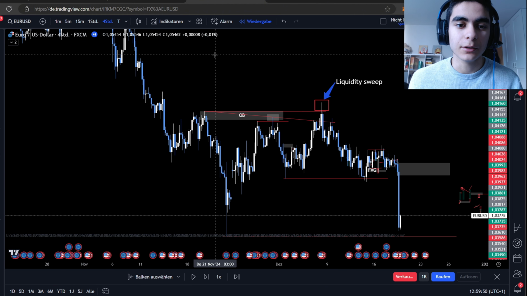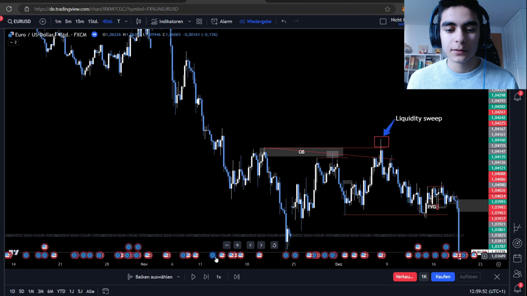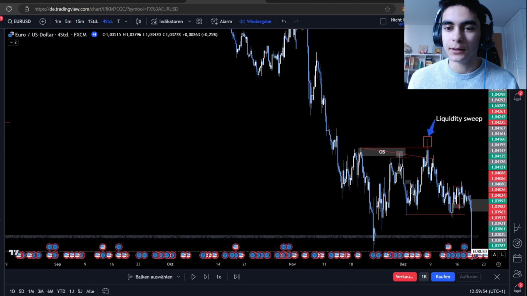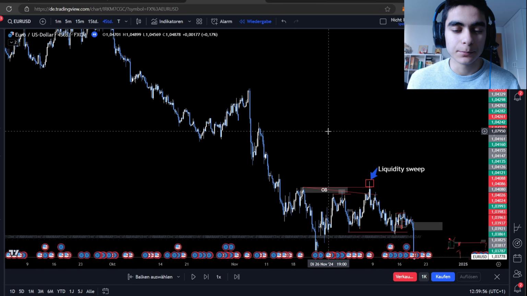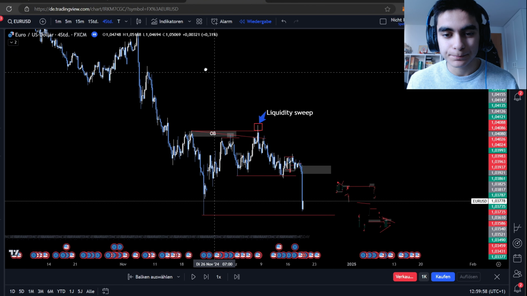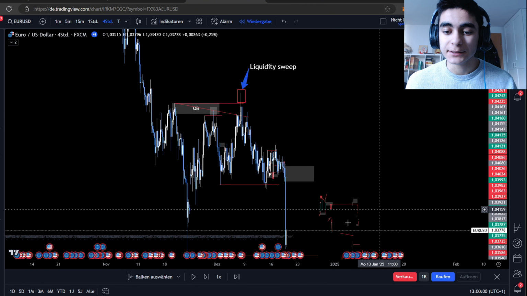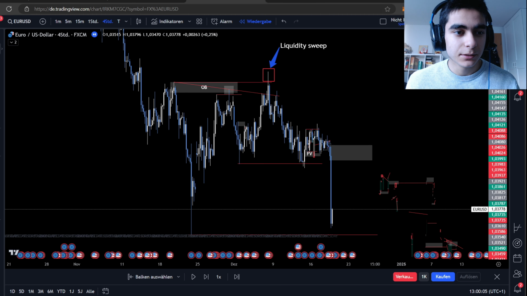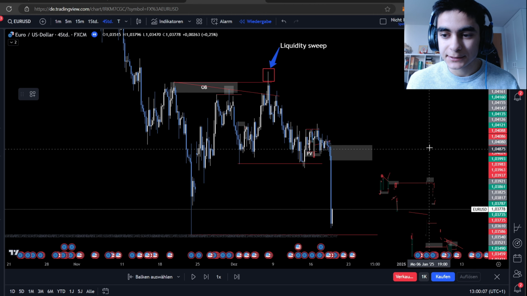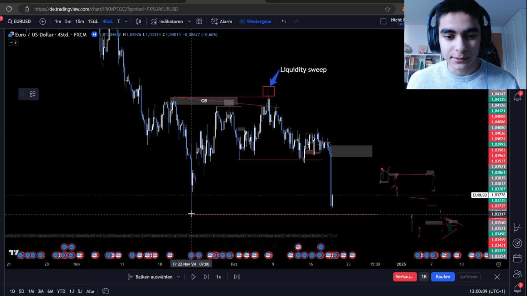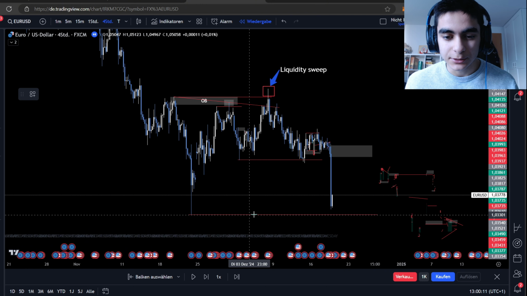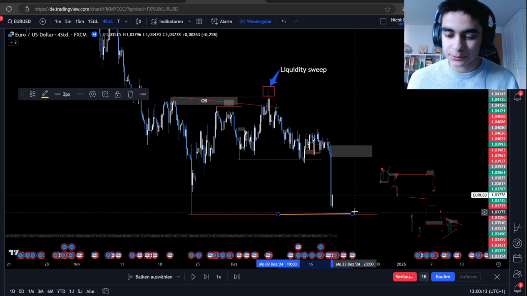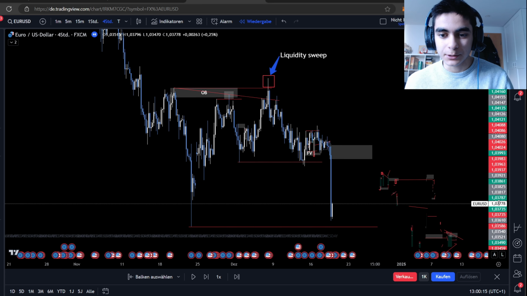Now here we are on a 4-hour time frame. First of all, we're going to identify the trend. It's pretty obvious, it's a downtrend. But there's more we can analyze here. We can see this bottom that did not get taken out, so that's a pretty strong area of liquidity.